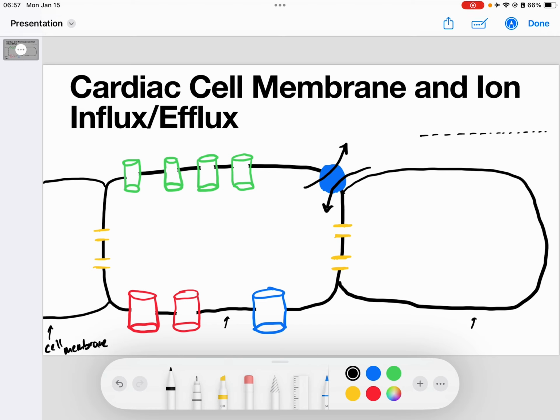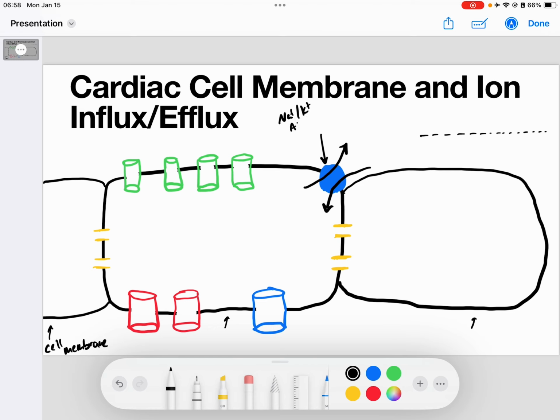In order for these ions to even diffuse through these proteins, we have to have a gradient. We know that ions will only diffuse if there is a gradient, going from a high concentration to a low concentration. And this cardiac cell accomplishes this first and foremost with this protein that I drew right here in blue.